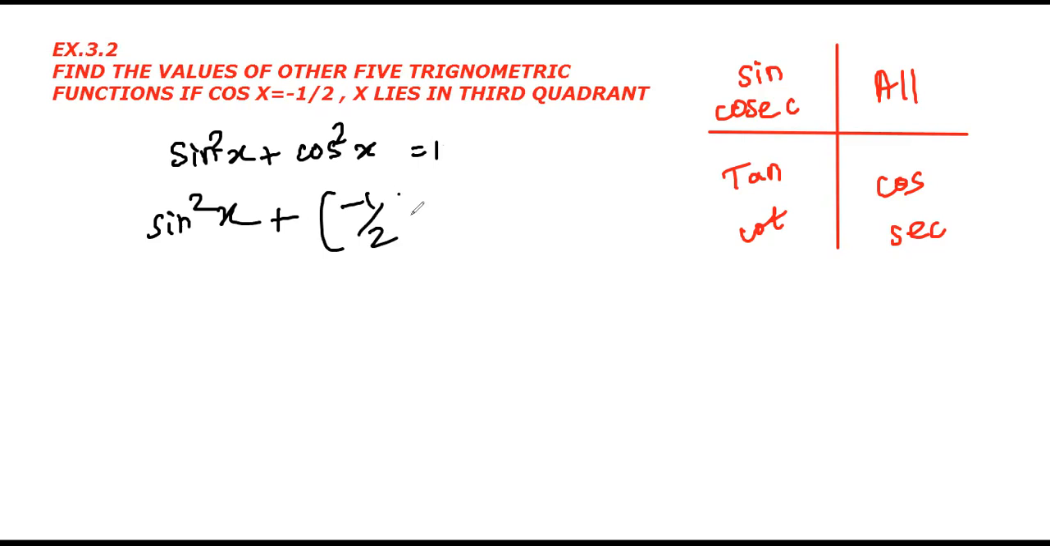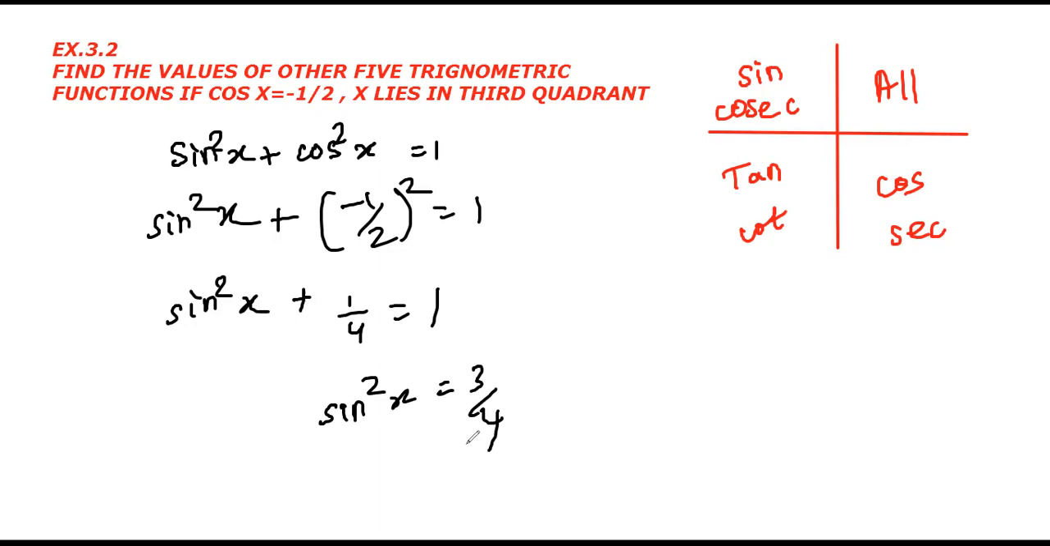Ma'am, here can't we use the Pythagoras theorem? Yeah, you can use it. This is just a trigonometric function; you can use Pythagoras only for trigonometric functions. So sin square x, like 1 square plus 2 square is equal to hypotenuse. So you will have 3 by 4, which means you will have plus or minus square root of 3 by 2. That would be your answer.